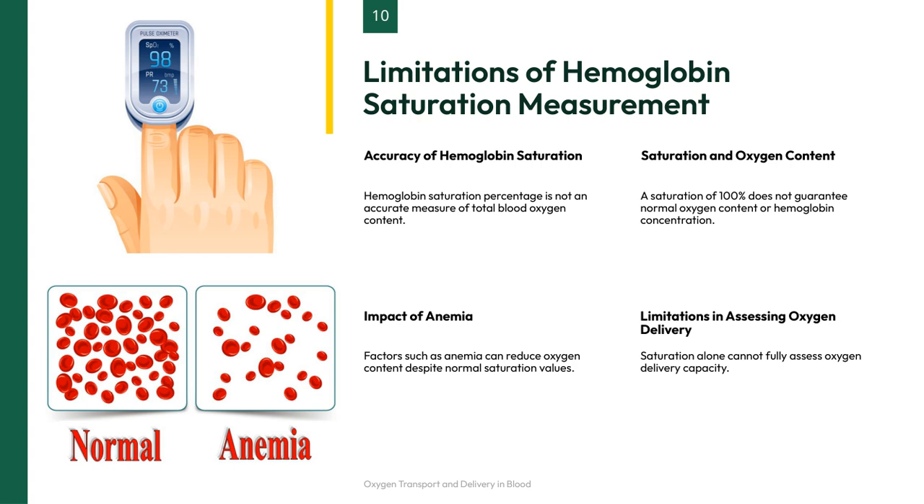For example, conditions like anemia can reduce the amount of hemoglobin available, which means even if saturation levels appear normal, the actual oxygen content might still be low. This is a crucial point because it reminds us that a saturation of 100% doesn't necessarily mean the tissues are receiving enough oxygen. It's also important to understand that hemoglobin saturation percentage isn't a perfect measure of total blood oxygen content. Factors such as hemoglobin concentration and the actual amount of oxygen bound are key elements that influence oxygen delivery.